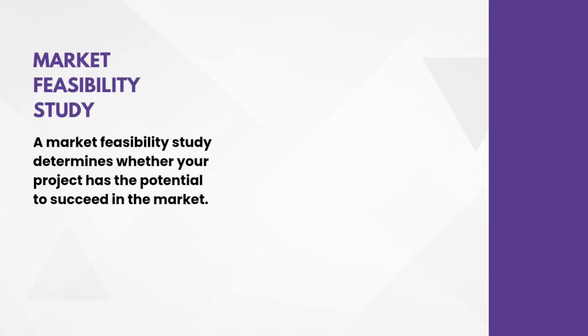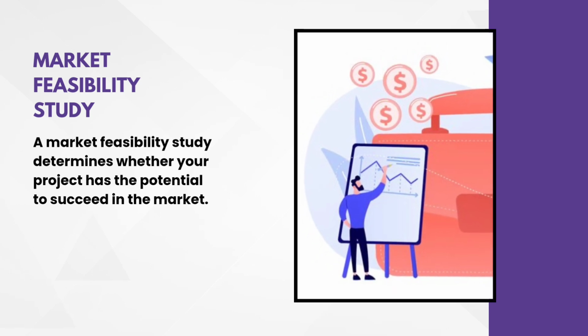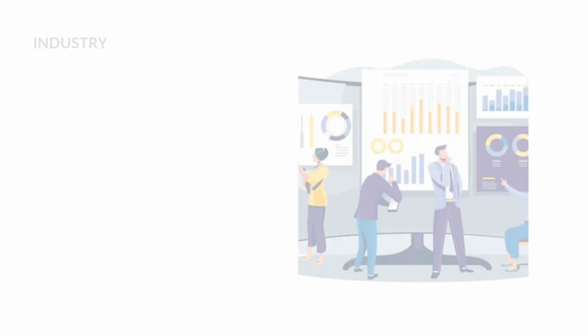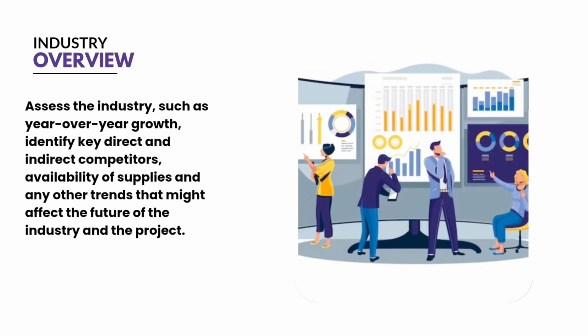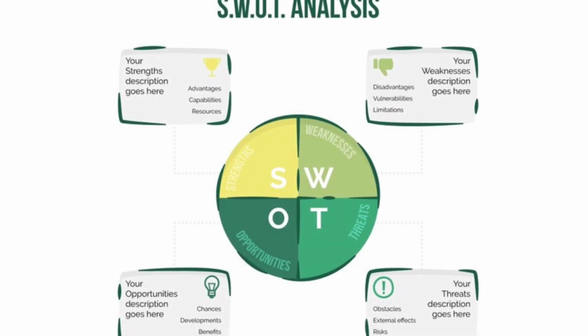The third feasibility study is the market feasibility study. It determines whether the project has the potential to succeed in the market. To do so, there is a need to analyze the following factors. First is industry overview. Assessing the industry, identify key direct and indirect competitors, availability of supplies, and any other trends that might affect the future of the industry and the project. Also doing a SWOT analysis.